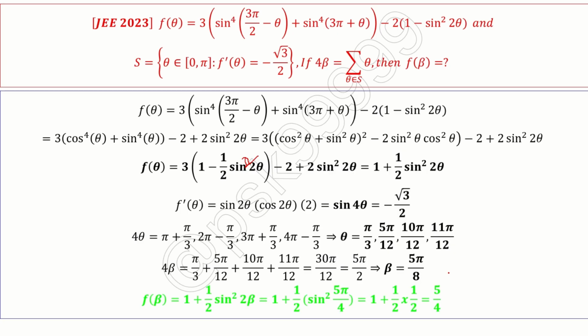So f of beta is nothing but f of 5 pi by 8. I can replace here. This is the simplest equation which I have, right? So 1 plus half sine square 2 beta, which is 1 plus half sine square 5 pi by 4, which is, if I substitute the values, I'll get 5 by 4. This is the answer. 5 divided by 4. Next.